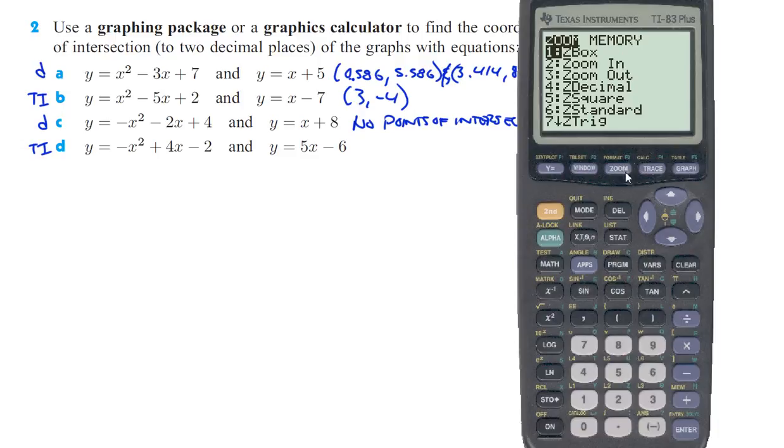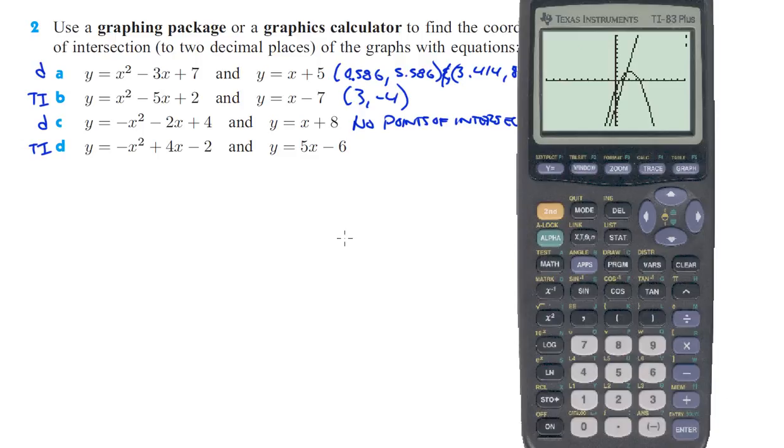Okay, and then let's do zoom. Let's go back to zoom standard again, because we did do that little zoom box thing. Okay, so there's the two graphs, and it definitely looks like it intersects here, and it's going to intersect down here, which we can't see. So let's do this. Let's find this one here first.